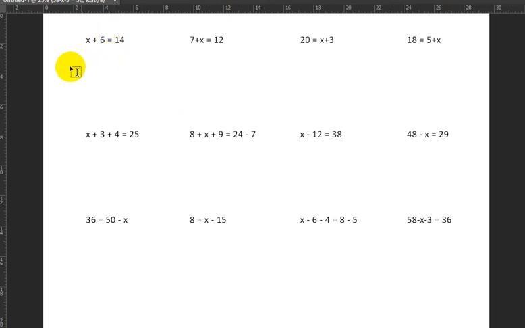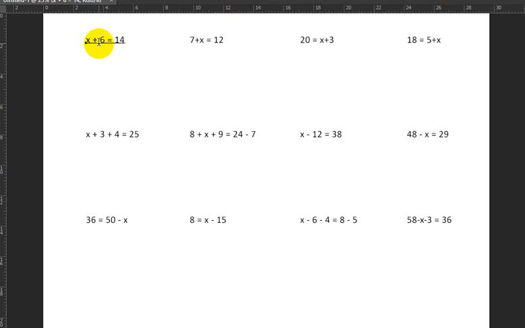Just a reminder that when you're doing equations, your main goal is to get x alone on one side of the equal sign. So for example, here it's not alone, it has this 6 with it. We want to get rid of this 6. How do we do that?